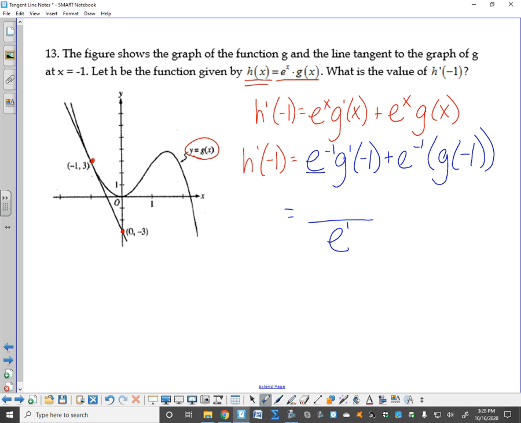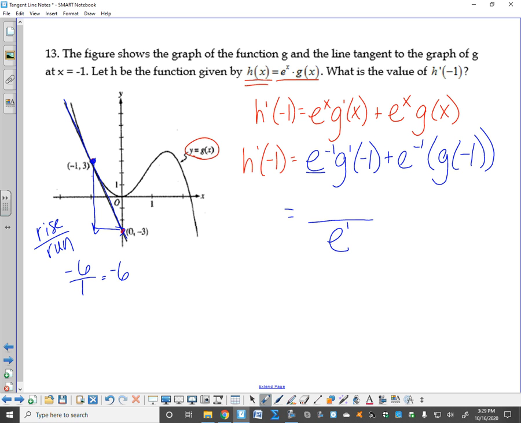G prime of -1 means I want the derivative, so the slope of the tangent line at -1. Well, here's -1, so I need the slope of this tangent line, and that is why they gave me 2 points, so I can find my slope. Now you can do this one of two ways. You can do rise over run and just count. Looks like down 6, right 1. So slope is a -6.